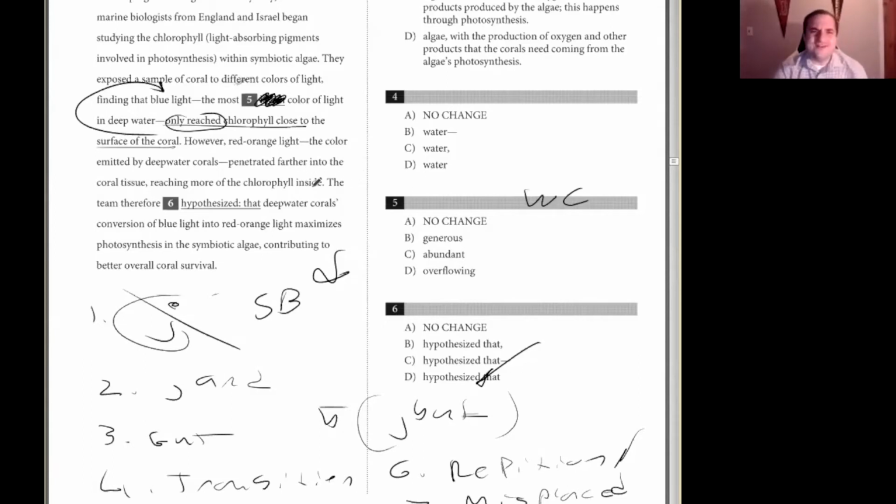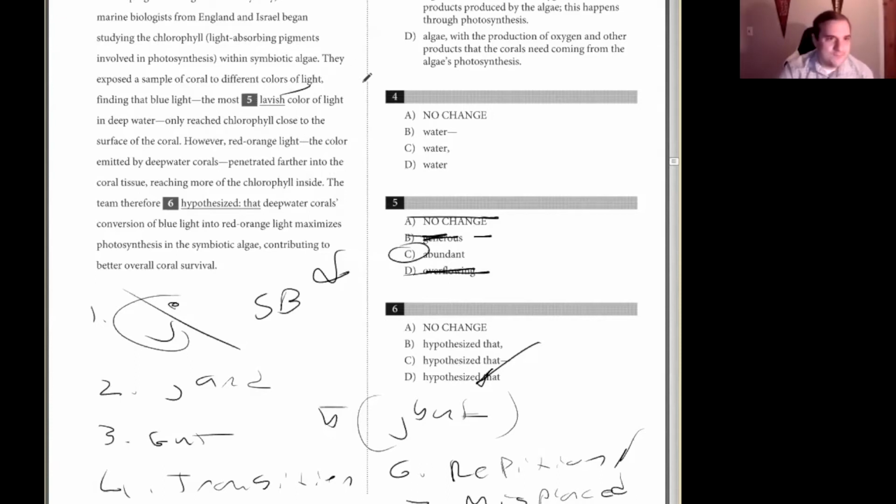This one you don't really have enough context to do it this way. You are going to have to kind of try and plug them in. I don't love doing that, but there's not enough context. But three of these words make no sense. Lavish is like, if something's lavish, it's fancy and rich. No. Generous just makes no sense whatsoever. The color is not giving. Overflowing makes no sense. I don't know what overflowing with color would be. So it's abundant. There's a lot of blue water.